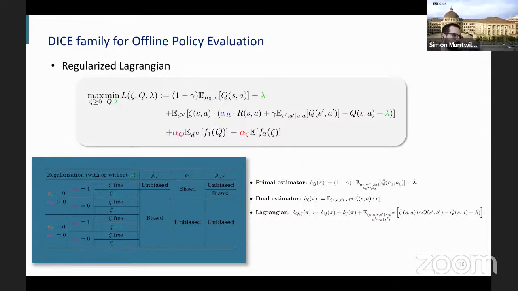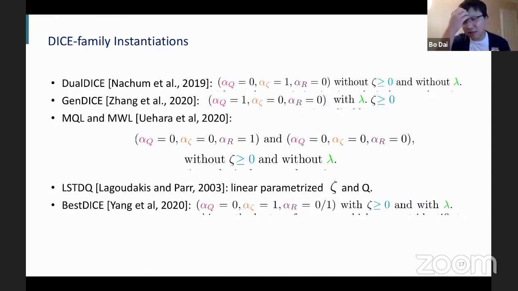Okay. Good. Here, I don't want to go into this one. This is saying that with this understanding, we can formulate a lot of existing methods by setting different regularizer combinations. This is what we proposed, and this one is proposed by Nan Jiang and his student. This is the very famous LSTDQ proposal, which is a standard state-of-the-art method before our method. And this is what we empirically found performs the best, which we call BestDICE. Okay, I think that's this slide.